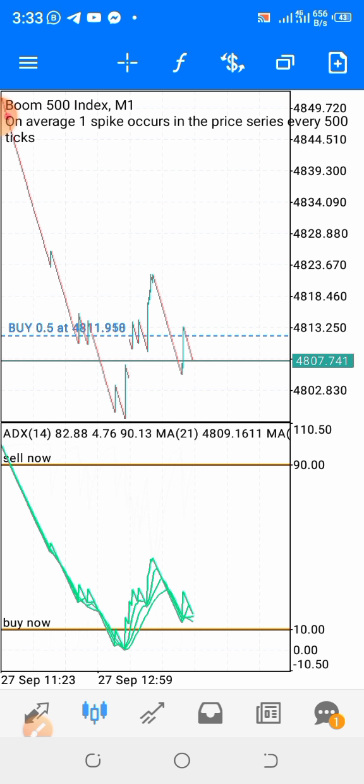Remember the first thing I told you: you need to go check where these lines are from 5 minutes to 4 hours. If they are all at oversold, you start looking for an entering point for a buying opportunity. If they are at overbought, you start looking for a selling opportunity. That is how simple this strategy is.